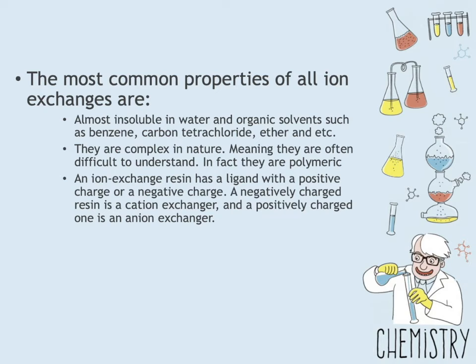An ion exchange resin has a ligand with a positive charge or a negative charge. A negatively charged resin is a cation exchanger, and a positively charged one is an anion exchanger, just like what I showed you previously.